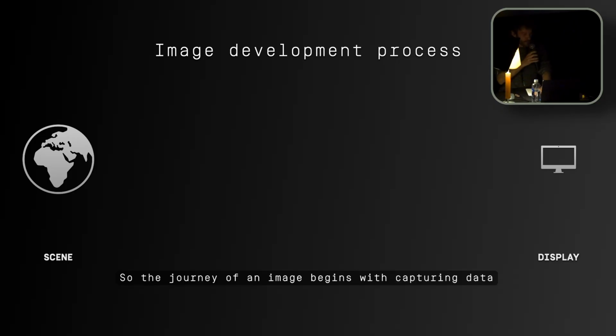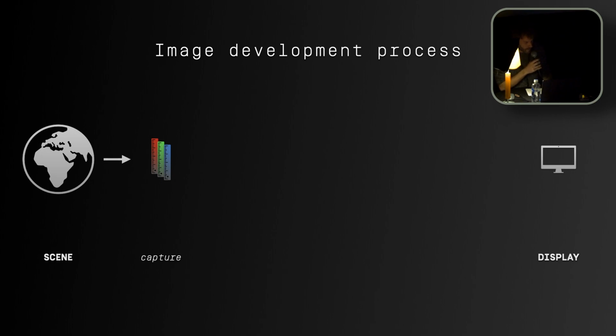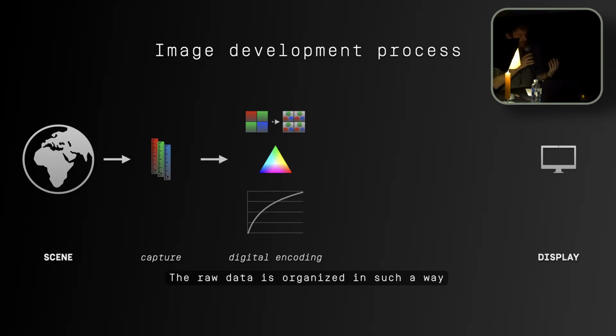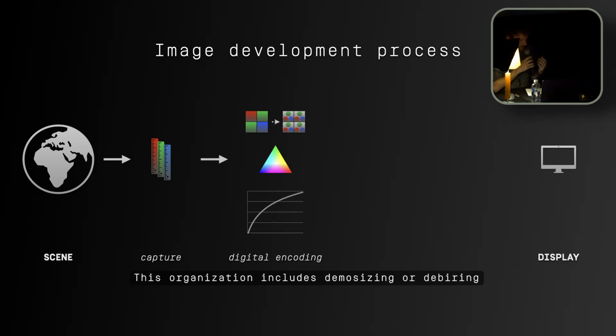So, the journey of an image begins with capturing its data from a real-world scene. We will use a camera, of course, which is basically a measuring device, converting physical light quantities into digital values. The raw data is then organized in such a way that it will be ready to be processed as elements of an image to be displayed later on. This organization includes demosaic or debayering, color matrix application, logarithm encoding, white balancing, and so on.